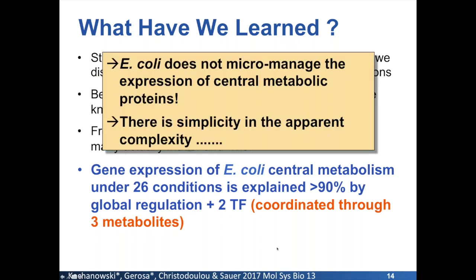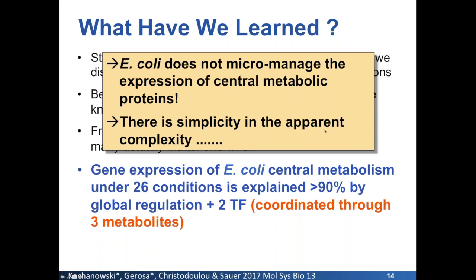And for me, the conclusion at a higher level is that E. coli does not micromanage the expression of its central metabolic proteins. It takes very simple input, and that provides it with a generally right amount of all the different proteins. Not perfect, but generally okay. And that means also that there is simplicity in the apparent complexity.